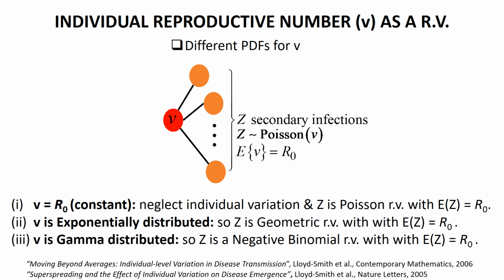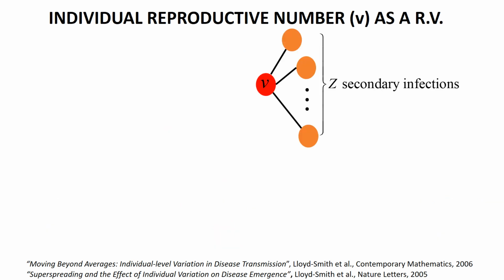So if V is a gamma distributed random variable, it turns out that Z equals Poisson V is a negative binomial random variable with expected value of Z equals R0. So the important thing there: the expected value of the individual reproductive number V is equal to R0, and also the expected value of Z, the secondary infections, is equal to R0. So let's look at that particular case of V being gamma distributed.